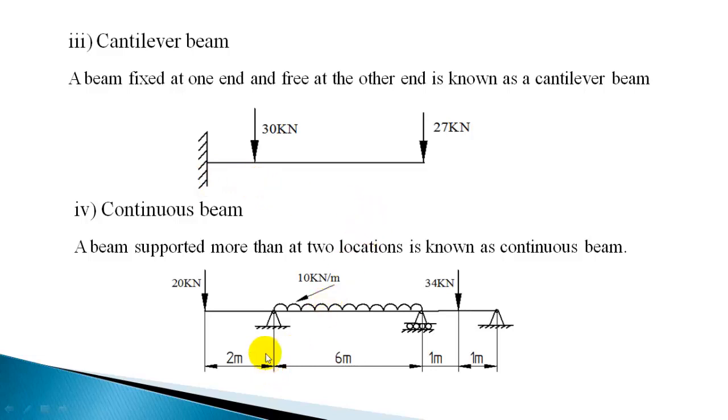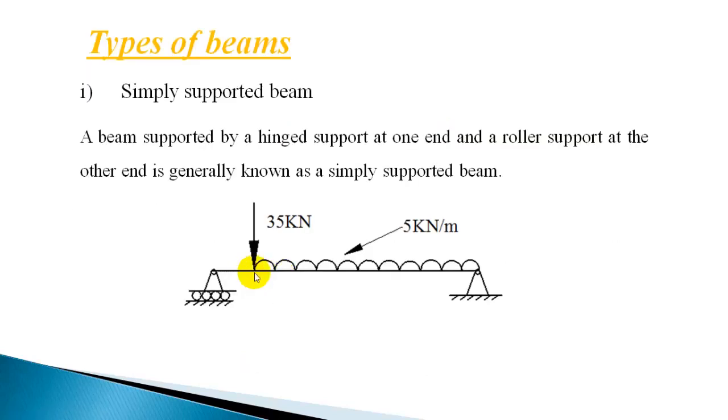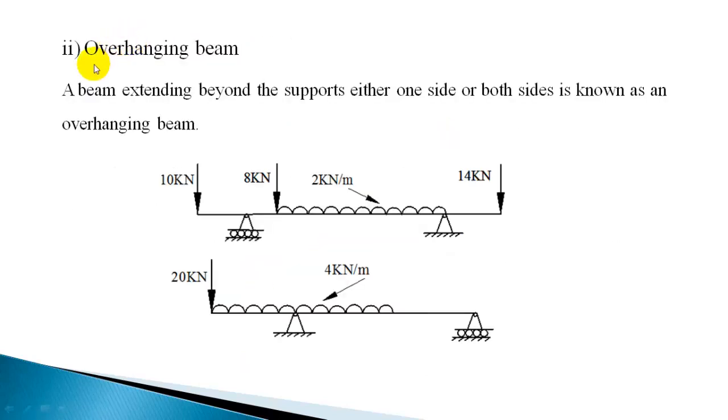But in case of continuous beam and fixed beam, you cannot find out the unknown reactions using equations of equilibrium alone. We require compatibility equations to solve these kinds of beams. So they are known as statically indeterminate structures. So in our discussion, we will be discussing only the statically determinate beams. Okay, that is simply supported, overhanging and cantilever beams.